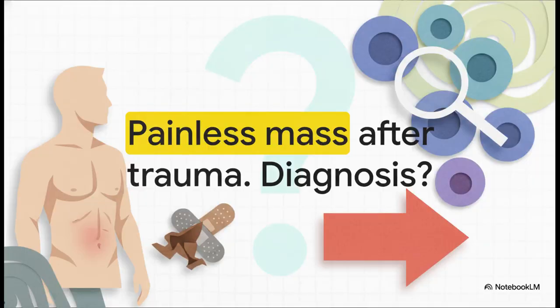All right, consider this presentation. A 30-year-old male comes in with a painless, hard testicular mass right after some minor trauma. The mass is totally inseparable from the testis itself, and it doesn't transilluminate. So, what's the diagnosis here?